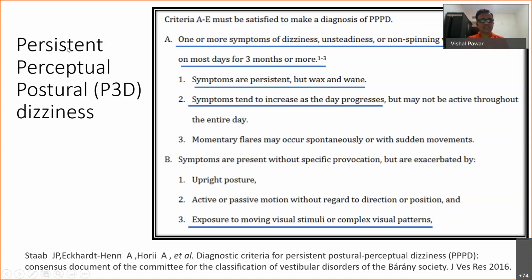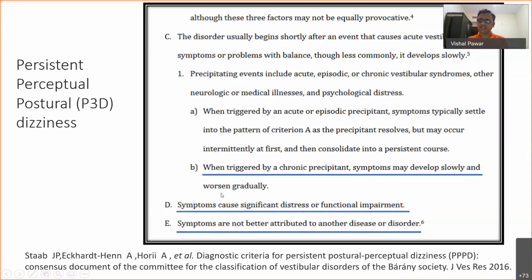So this is the diagnostic criteria of persistent postural perceptual dizziness. That is, the symptoms lasting 3 months or more. They are persistent, but they are fluctuating. As the day progresses, they increase, and there are momentary flares. And as the exposure to visual stimuli increases, it can develop slowly, with insidious onset. It could be gradually progressive also. That pattern is also seen. And it causes significant distress and functional impairment, and it cannot be attributed to another disorder.